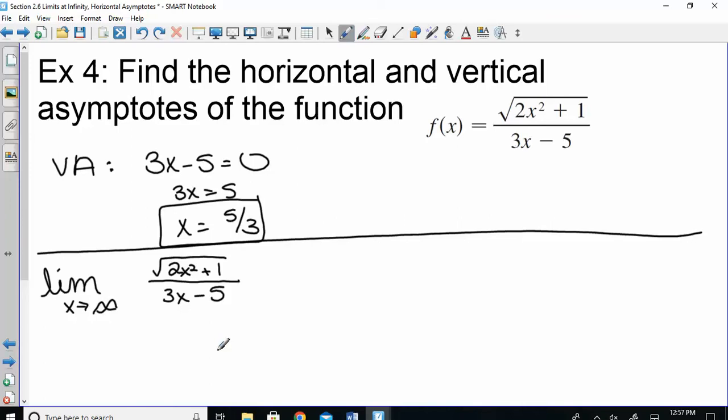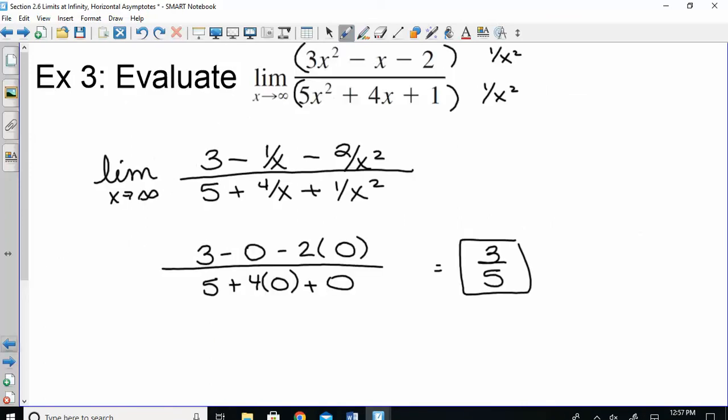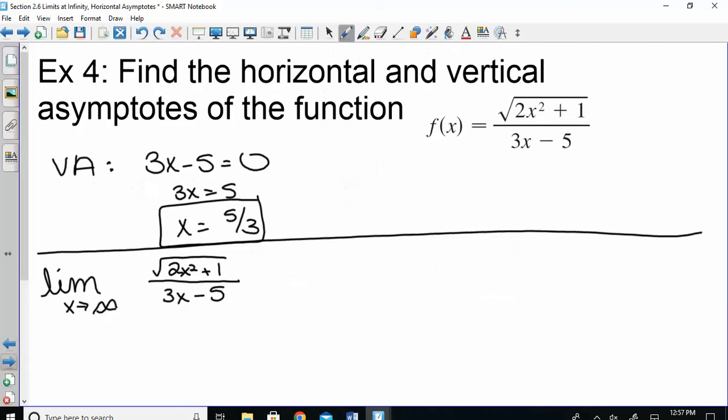All right, so when I look at this, the strategy that we just used was multiplying everything by the highest power vector, dividing it. If I just plugged in 2 times infinity squared plus 1, square root of that, over 3 times infinity minus 5, it makes no sense. We can't reason through that. So we have to use a technique.